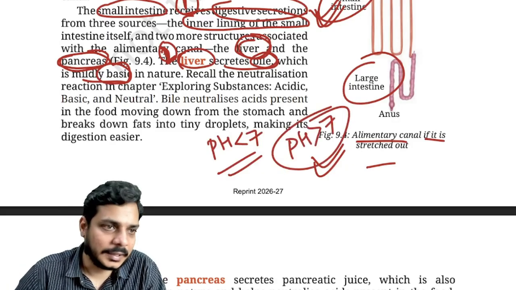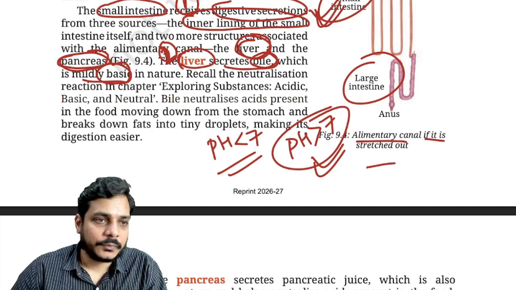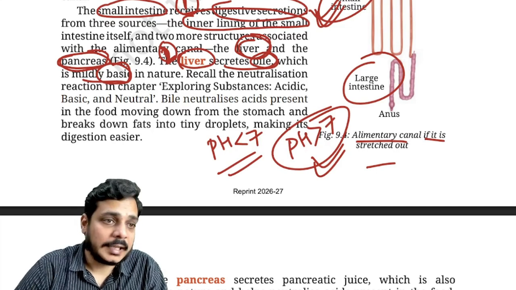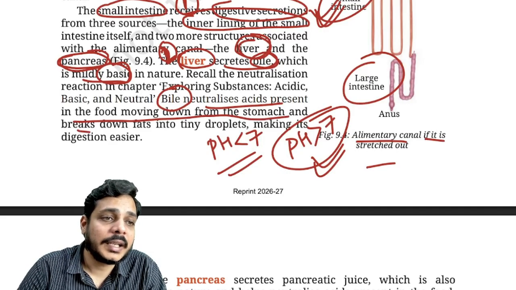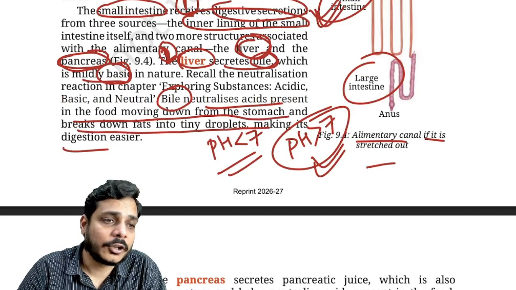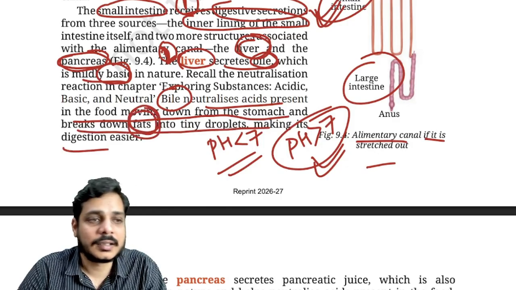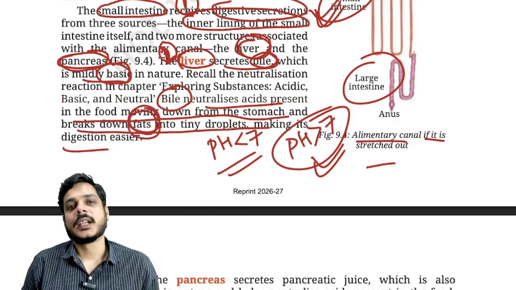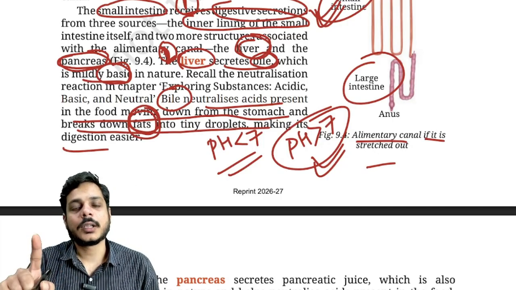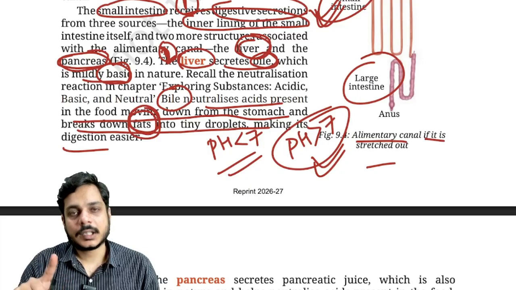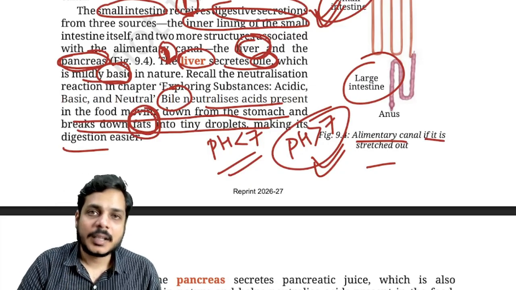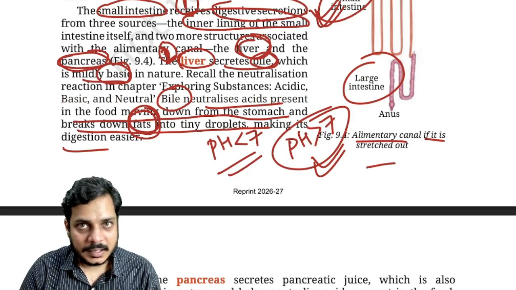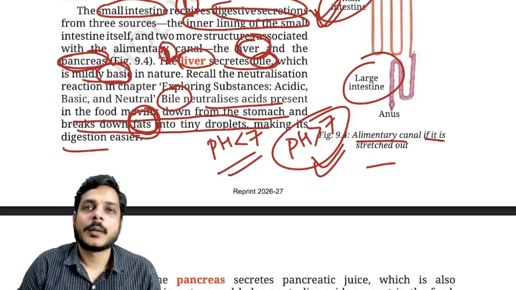Mildly basic. So bile, having pH greater than 7, neutralizes the acids present in the food moving down from the stomach and breaks down fats into tiny droplets, making digestion easier. Now again, in the mouth we were talking about what? In the mouth we were talking about starch getting converted into sugar, that means carbohydrates. In the stomach we were talking about proteins breaking down. Here we are talking about fats.